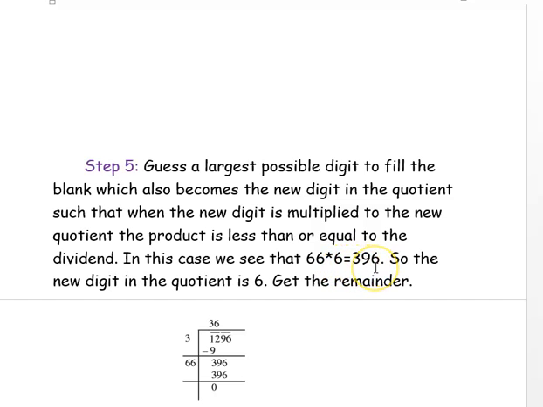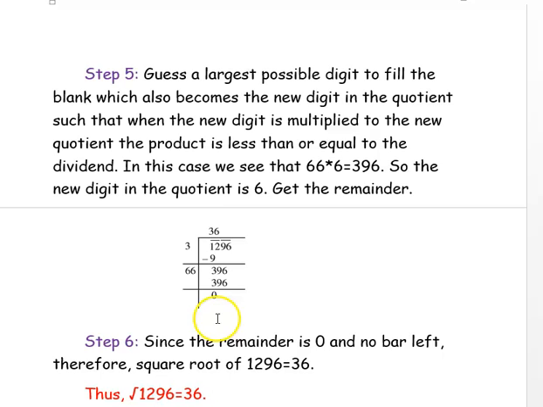which is 396. So I have written here 396 and I have subtracted to get the remainder. Here the remainder is 0. And also there is no bar here in the given question. So we can conclude that the square root of 1296 is 36.